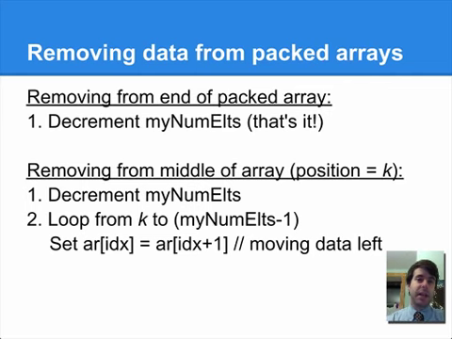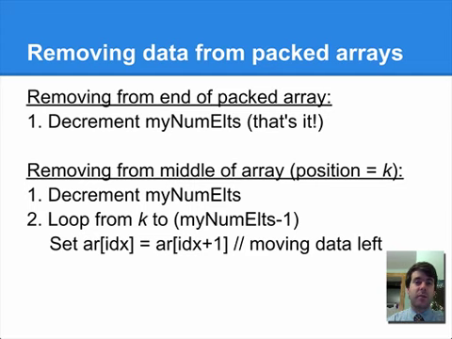again, there's the easy case and the hard case. And the easy case in this case is real easy. If you're going to remove the last item in a packed array, all you have to do is subtract 1 from the number of elements. It sounds like you need to do more than that, but if you think about it, subtracting 1 from the number of elements means that the next time you go to add something to the end of the array, you'll overwrite the location of where the last item in the array is right now.